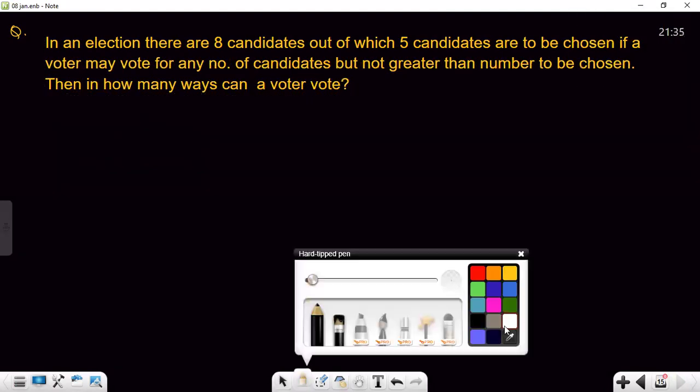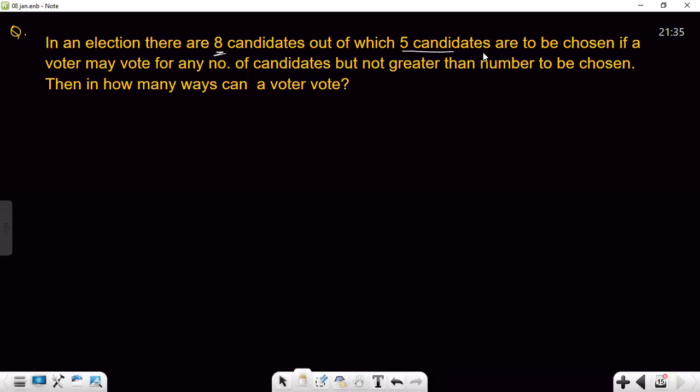The question asks, there's an election. There are 8 candidates, out of which 5 candidates are to be chosen. There are 5 vacancies. If a voter may vote for any number of candidates, but not greater than the number to be chosen. So a voter can vote for 5 candidates. He may also vote for 3 candidates. He may also vote for 1, 0, or 2, 3, 4, 5, but not greater than 5. Then in how many ways can a voter vote?